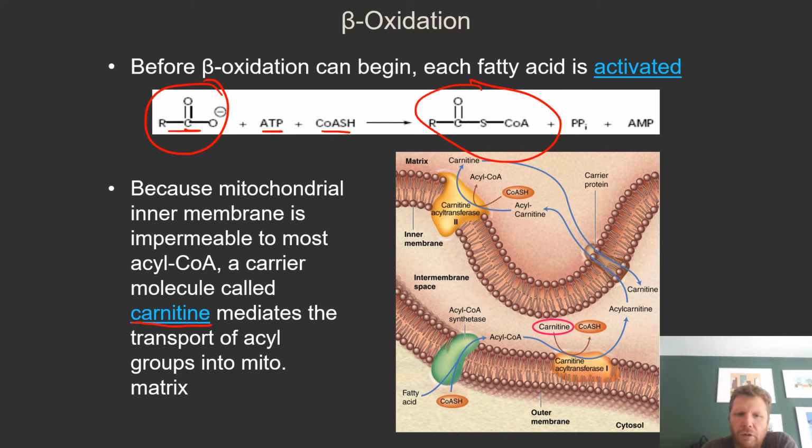So if you ever drink any sort of energy drinks, one of the main ingredients, aside from taurine, one of the other main ingredients is carnitine. And so carnitine is what is going to help transport a fatty acid into the mitochondrial matrix.